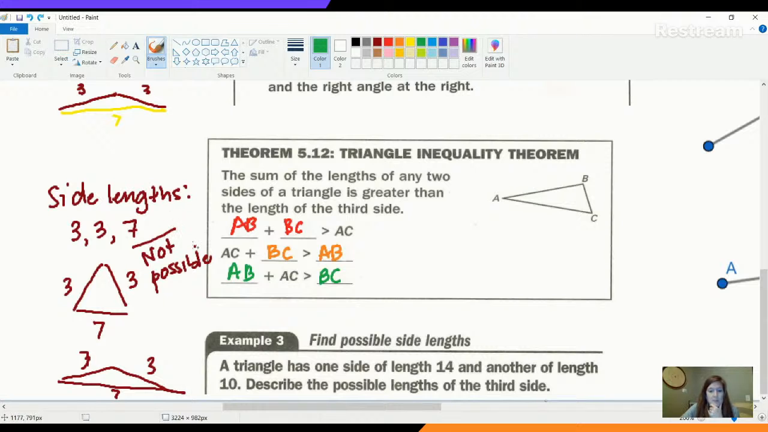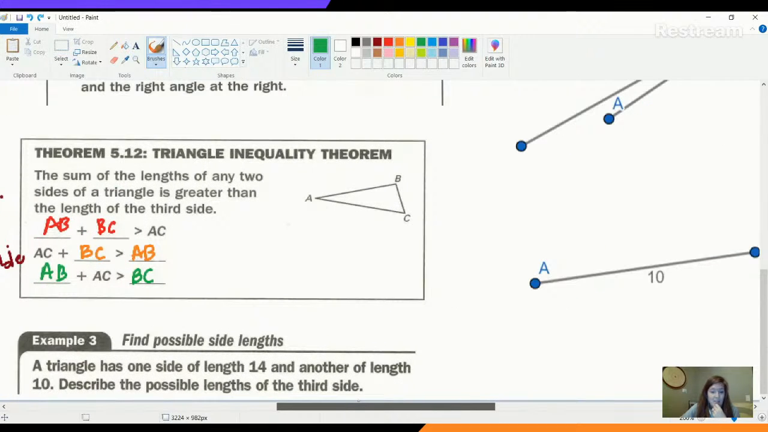So what I want to do is an example with this. It says a triangle has one side with a length of 14 and another side with a length of 10. Describe the possible lengths of the third side. When they say describe the possible lengths, they're basically asking, what can the lengths be? It's not like it could be long or short. That wouldn't be exactly what we're looking for.